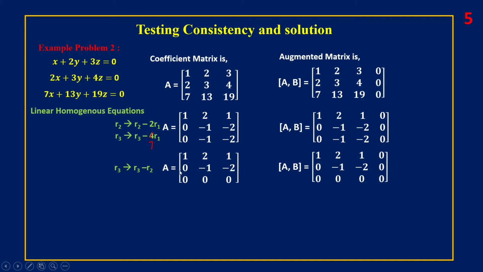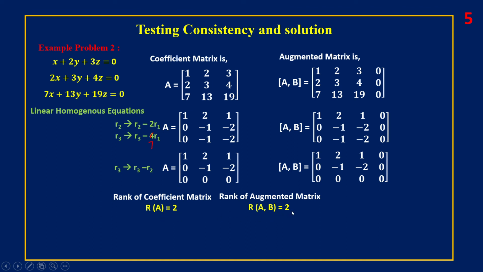Okay. So if we observe this matrix, we can find the rank of the coefficient matrix and the rank of the augmented matrix, because only two rows have elements. The third row consists of 0 only, and here also the third row consists of 0 only. So we can conclude that the rank of the coefficient matrix is 2 and the rank of the augmented matrix is 2. Rank of A equal to 2, rank of AB equal to 2.